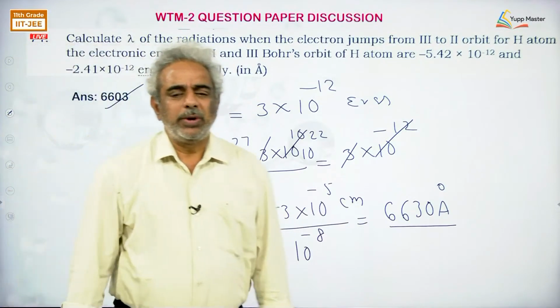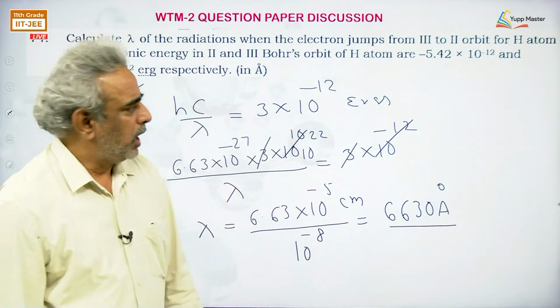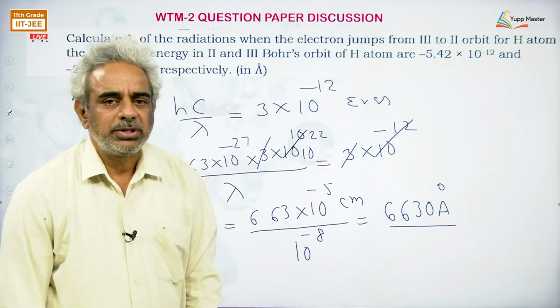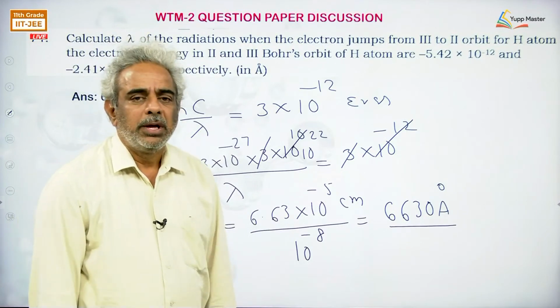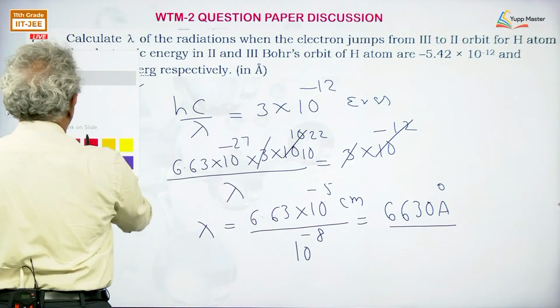But my dear students, should we suffer so much to do this calculation? After all, he is mentioning everything, 3 to 2, third orbit to second orbit, electron is jumping. He wants the wavelength to be calculated. We will do it in an alternate method.